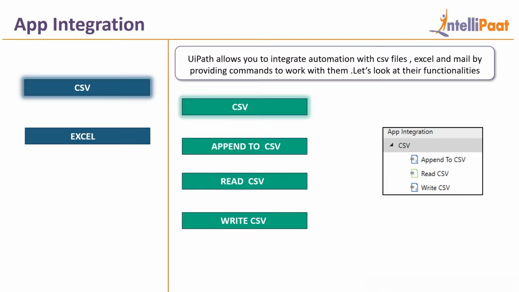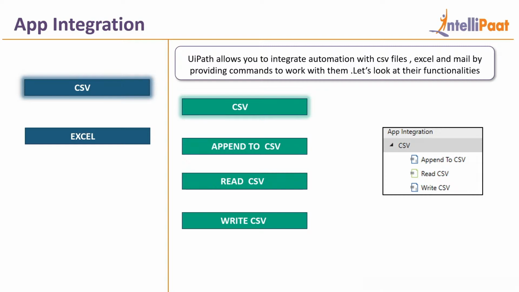The other side of things is the app integration side. In app integration, you will find three elements: CSV, Excel, and what we have not mentioned here is mail. There are three different things out there, and inside of all of these three, you'll find different kinds of activities. UiPath basically comes on top of the existing infrastructure. It does not eliminate anything inside of your infrastructure. It works with whatever you have.